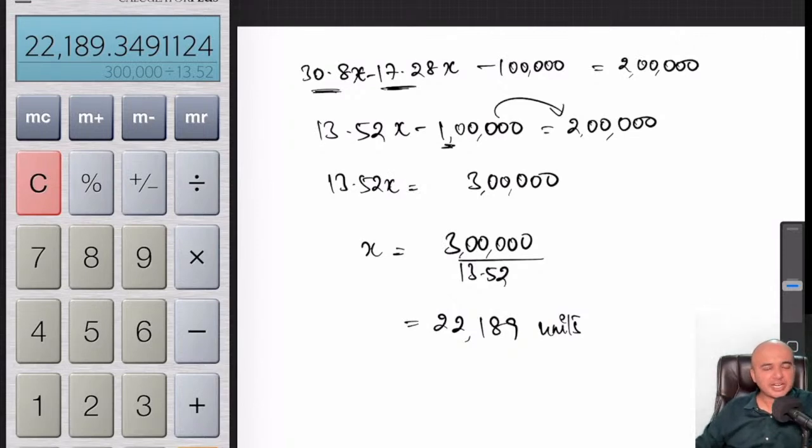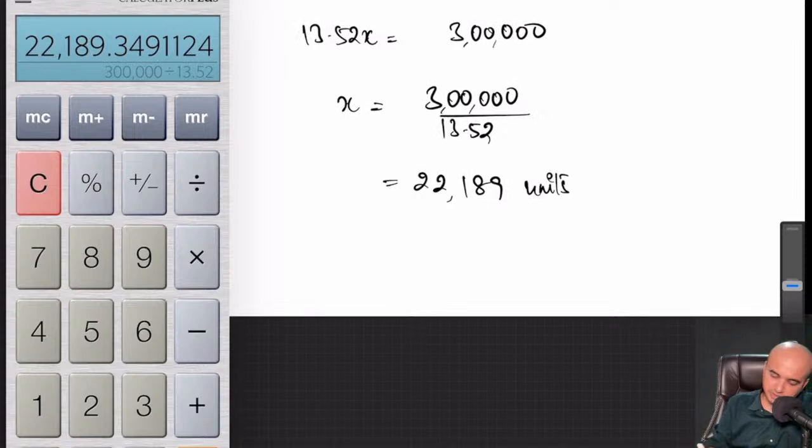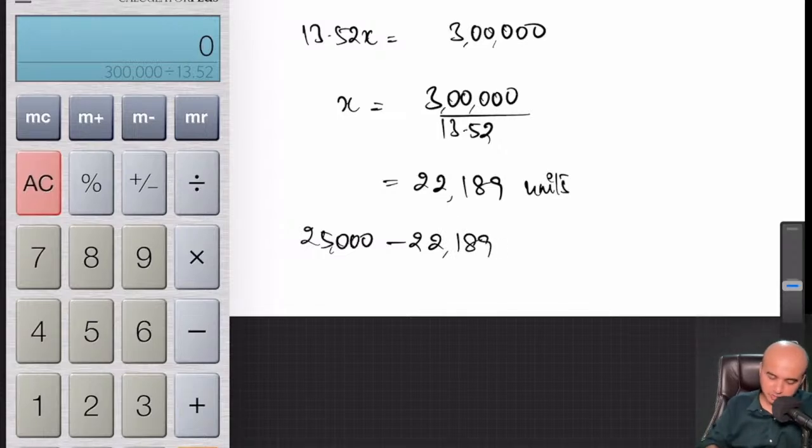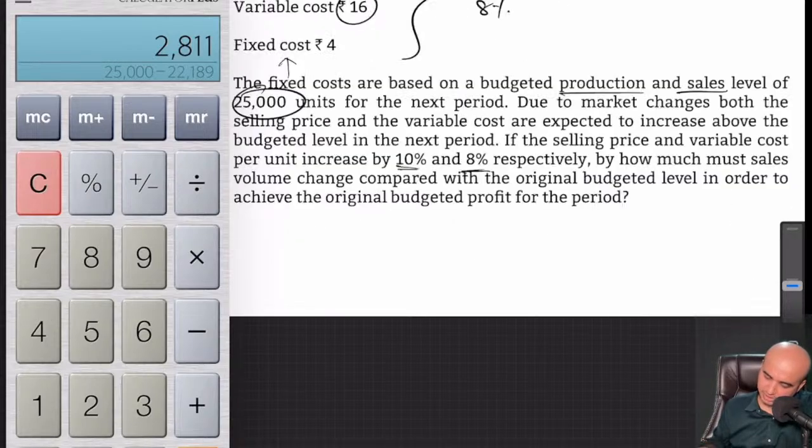So what does this 22,189 units tell us? It only tells us that even with increased selling price and increased variable cost, if we want to achieve the same budgeted profit of 2 lakhs, we have to decrease our production. Or rather, yeah, we have to decrease the units sold. In this case, by how much? 25,000 was the existing minus 22,189. So 25,000 minus 22,189. So we have to sell 2,811 units less to achieve the same amount of profit. That's the thing. So that is exactly what was asked in the beginning.